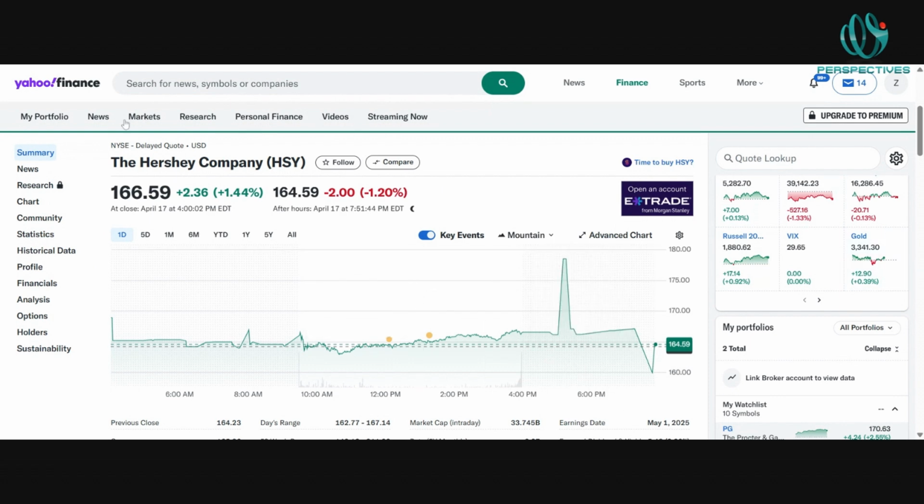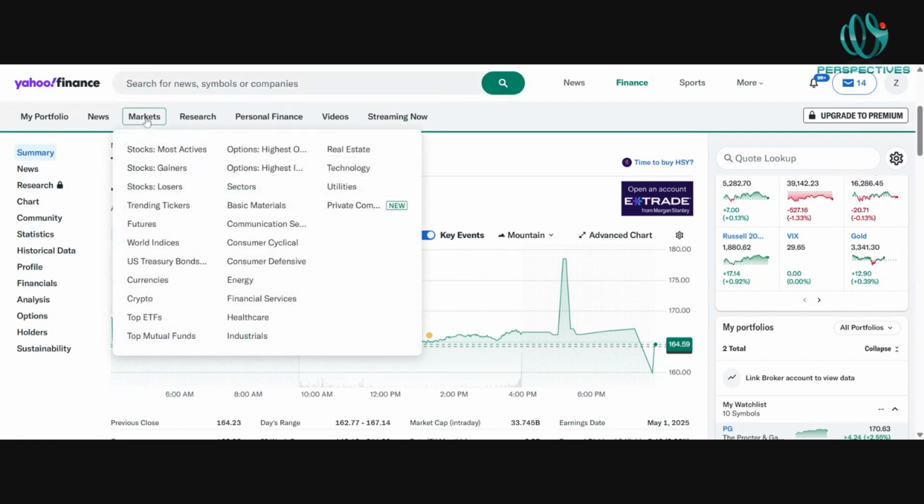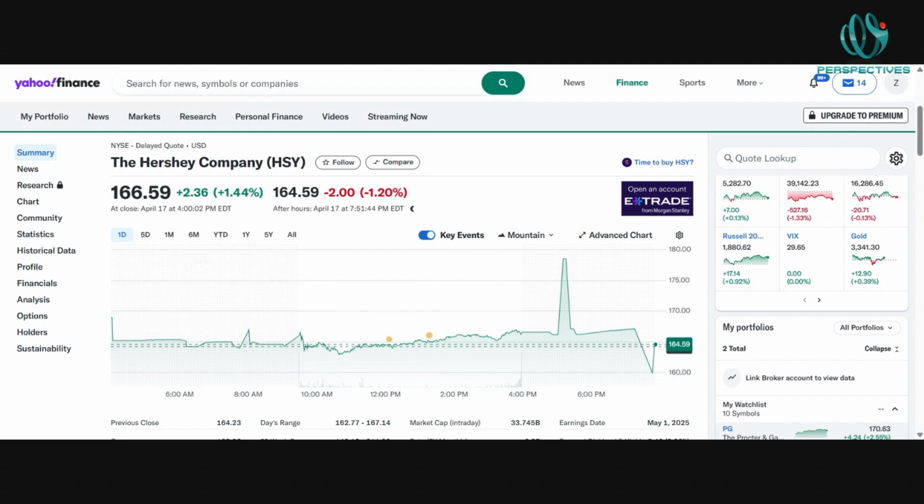So the first thing you want to do is go to finance.yahoo.com, of course, if you're not already there. And then you're going to type in HSY in the box at the top, and then you'll press the green magnifying glass. Once you do that, it's going to pull up something similar to what I have here.